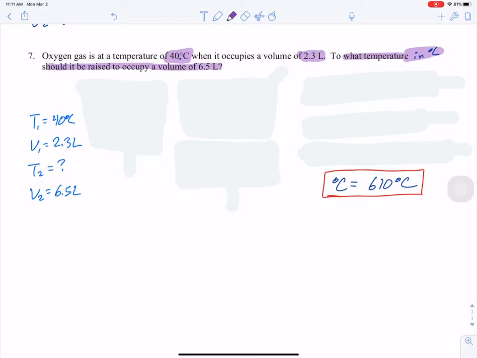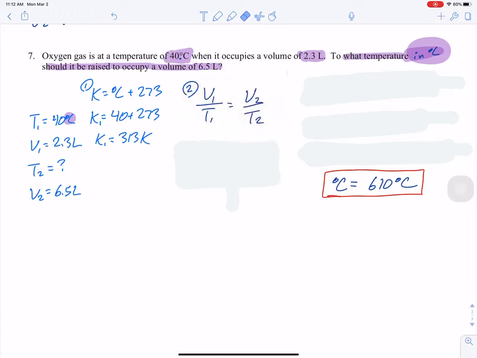Here's where students tend to make a mistake. The temperature that they give you is in degrees Celsius, and they're asking you to solve for degrees Celsius, which is the same unit, and so students won't convert. But you have to convert your Celsius to Kelvin no matter what. It has to be converted. So 40 plus 273 gives me that answer in Kelvin.